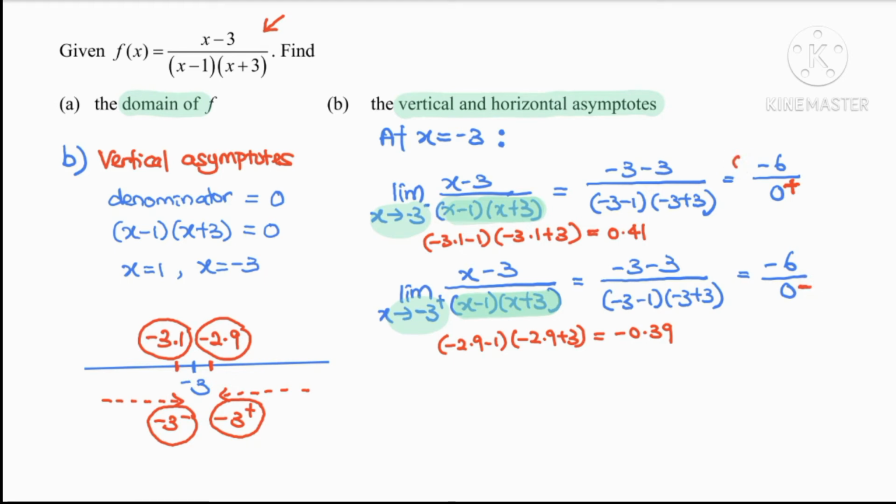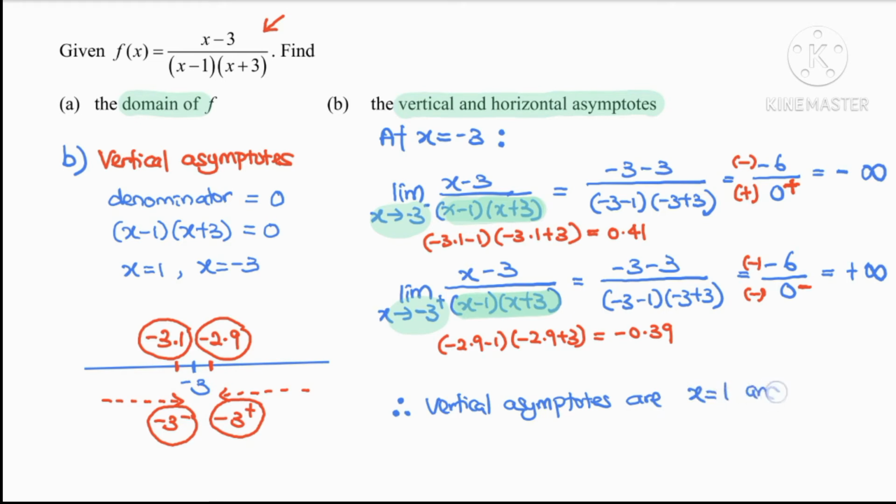So we have negative times positive. So this gives us negative infinity. And here we have negative times negative. So it's equal to positive infinity. So based on these limits, we can make a conclusion. So the vertical asymptotes are x equal to 1 and x equal to -3.